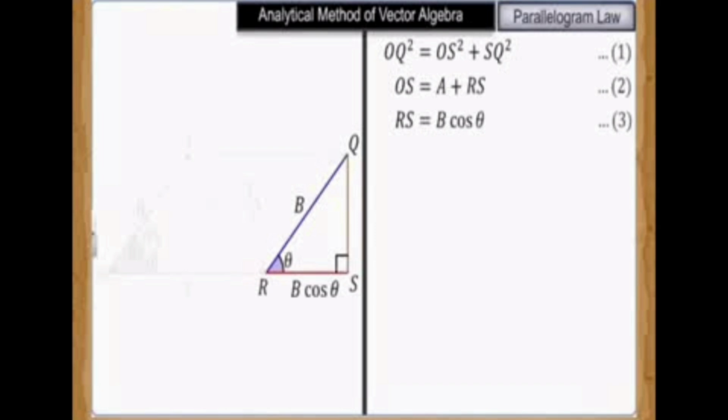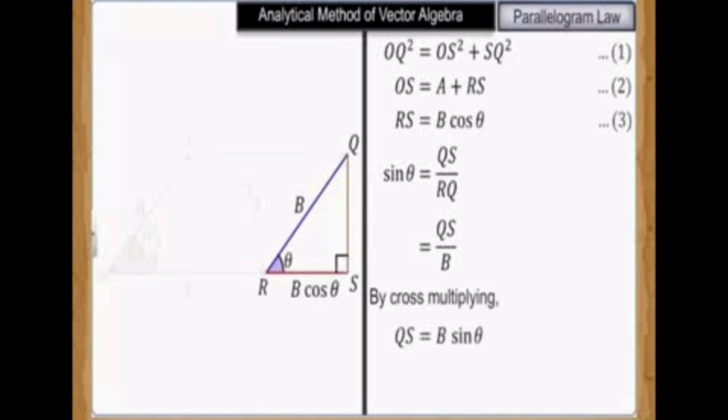Next, you can do the calculation. You get sin theta equals QS by RQ. RQ is B. So by cross multiplication, QS equals B sin theta. I can take that as equation number 4.